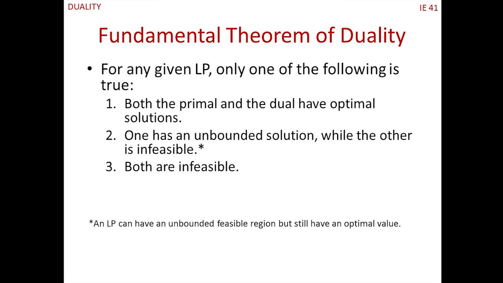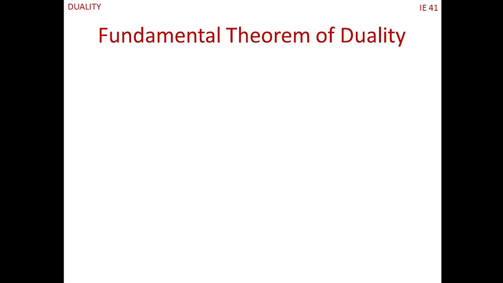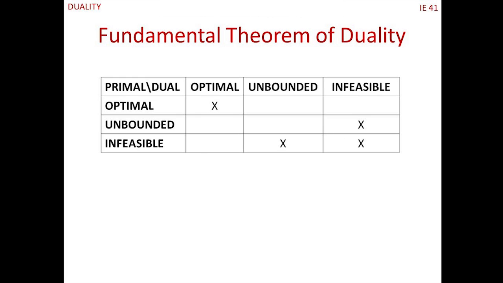Just a note for number 2, we know that an LP can have an unbounded feasible region but still have an optimal value, as discussed in the other video. In this case, since it has an optimal solution, the LP falls in statement number 1.